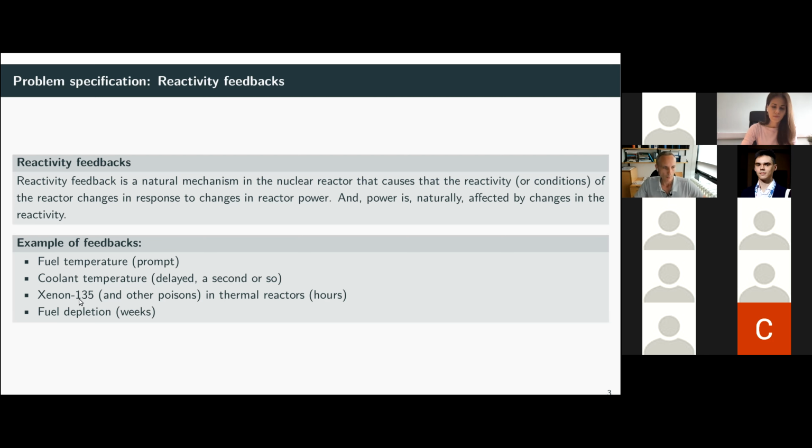We can also think about the feedback coming from some fission products like xenon 135 or samarium. These act with much longer delay, a couple of hours or days. And we can also consider the fuel depletion to be a feedback acting with a delay of several weeks or at least a couple of days. Right, so we have different delays in different kinds of feedbacks. So that's important to remember.